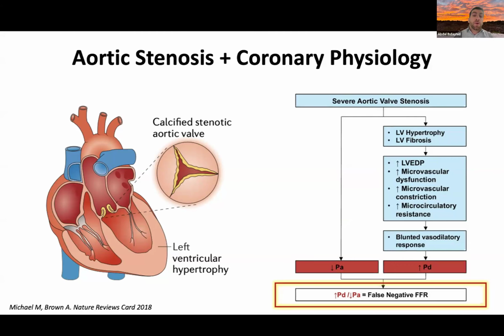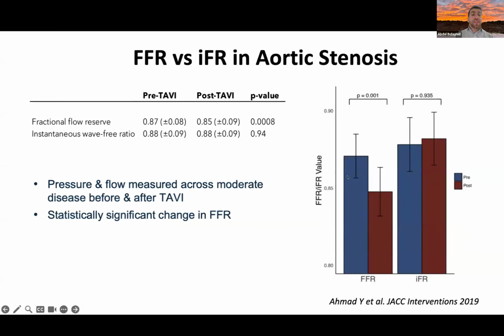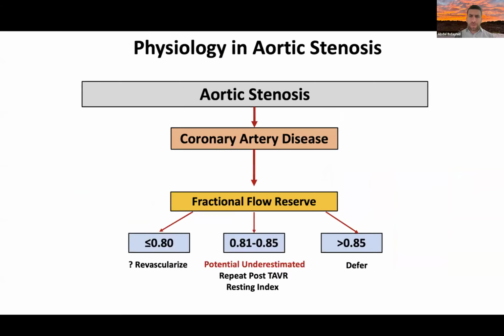And so what we see with fractional flow reserve in the setting of aortic stenosis is that we get falsely negative FFR, i.e. the value is not as low as we would anticipate it to be. And there have been studies that have highlighted that if you did an FFR prior to fixing the aortic valve, and then repeated it afterwards, there is a change of around 0.02, i.e. the FFR drops even further once you relieve the stenosis, because the microvasculature starts to become healthier again and can better respond to vasodilatation.